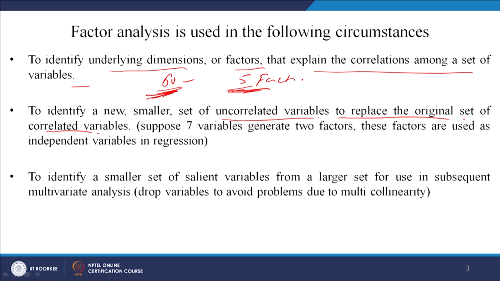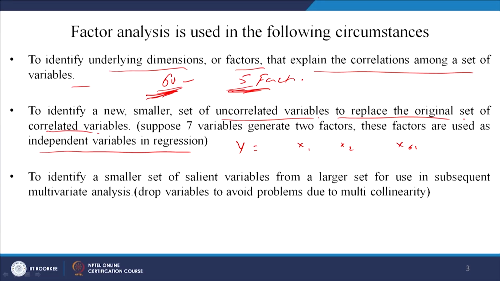Suppose 7 variables generate 2 factors, these factors are used as independent variables in regression. The whole objective is, suppose you wanted to use these variables as independent variables in the regression equation. So, y is equal to, in this case, up to x60. Instead of having this x60, we are using the scores of these 5 factors: x1, x2, x3, x4, x5. Or another example I have given is there are 7 variables where 2 factors have been generated, and these 2 factors represent the 7 variables.